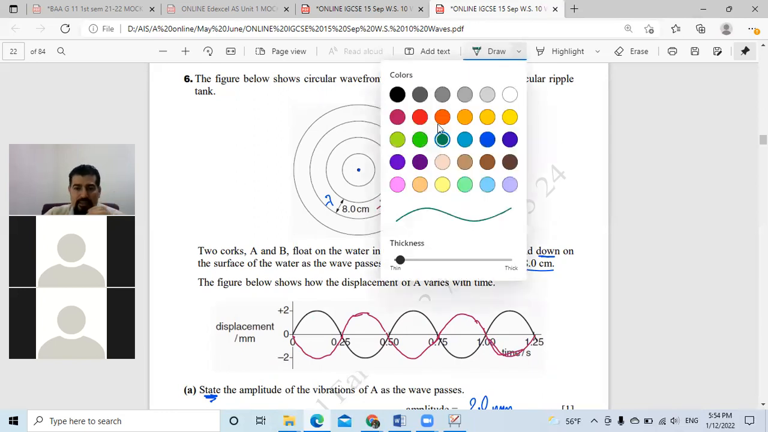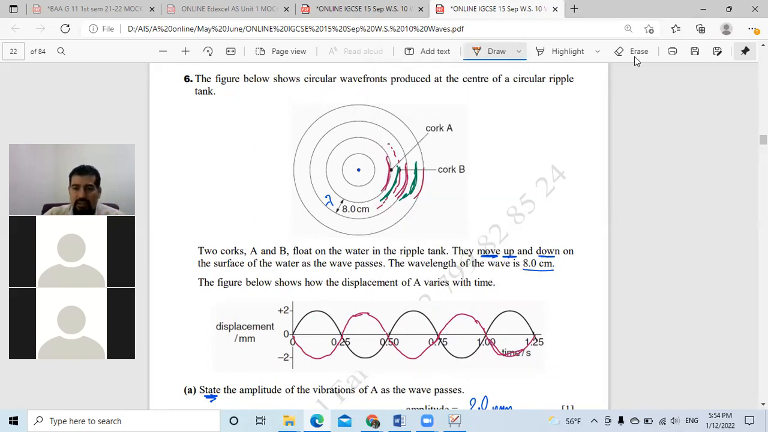Let's understand more. For example, these are A and B, and let's assume that there is a third cork, somewhere here. Let's call it C. Now, this cork C is very far, and it's still on the wavefront, which means it's on the crest. So if I want to draw C, I'll draw it exactly as A, but with very small amplitude. Why? Because it's far, so the amplitude decreases with the distance. Okay, good.